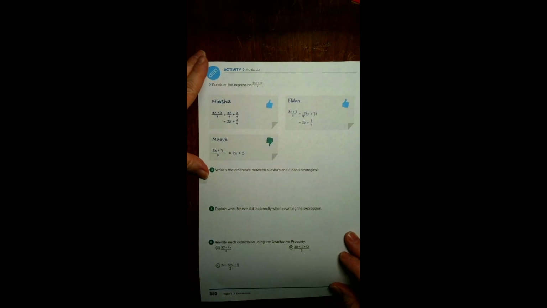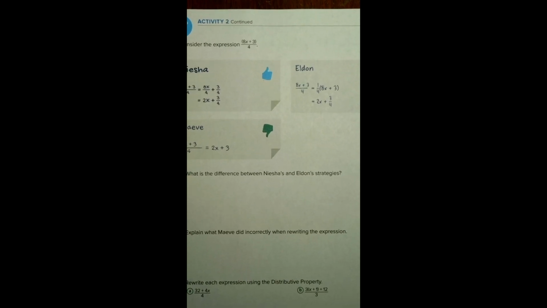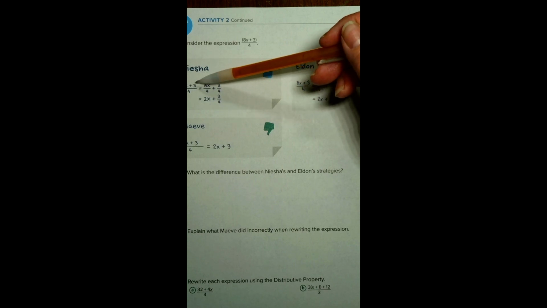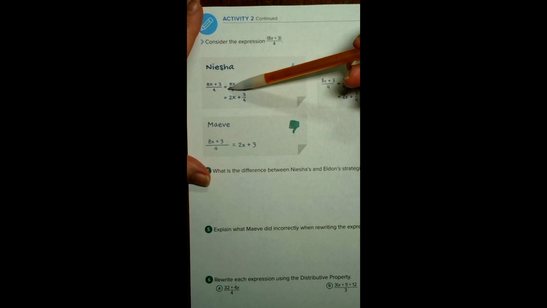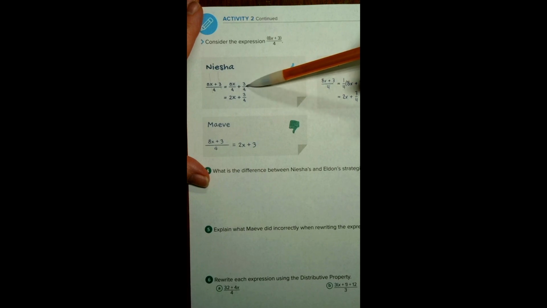Okay, one more page in activity 2. Consider the expression 8x plus 3 divided by 4. Nisha has a thumbs up, Eldon thumbs up, and Maeve has a thumbs down. So 8x plus 3 divided by 4. Looks like Nisha split up the 8x divided by 4 and then the 3/4. So I took the two terms and split them up with a 4 in the denominator of each, and then simplified those, which is all legal moves.